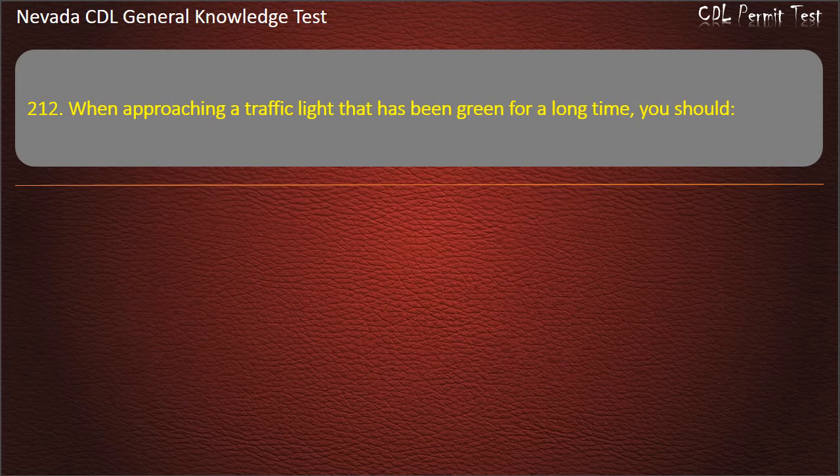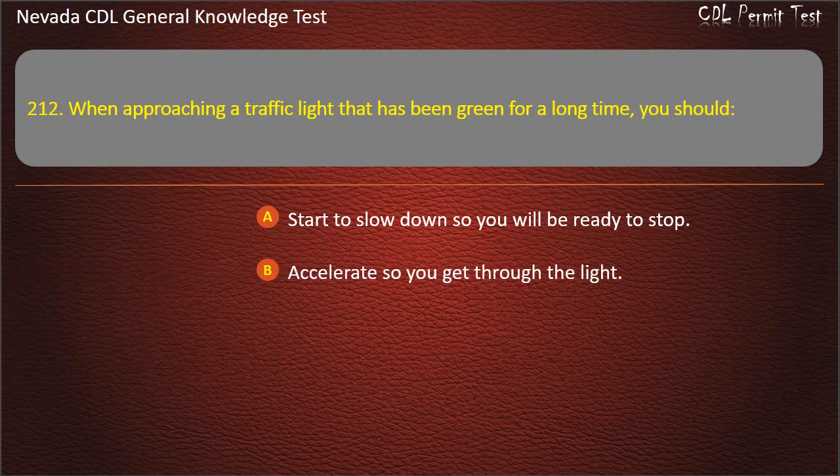Question 212. When approaching a traffic light that has been green for a long time, you should start to slow down so you will be ready to stop. Accelerate so you get through the light. Continue at your current speed. Answer. Start to slow down so you will be ready to stop.